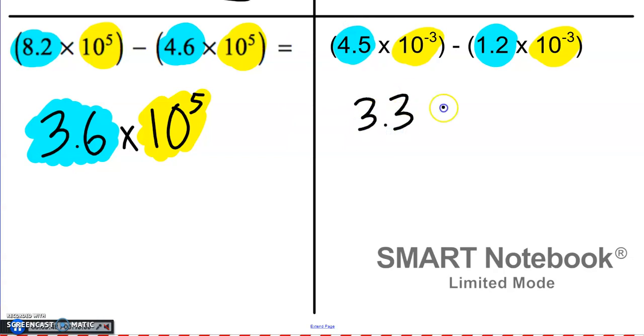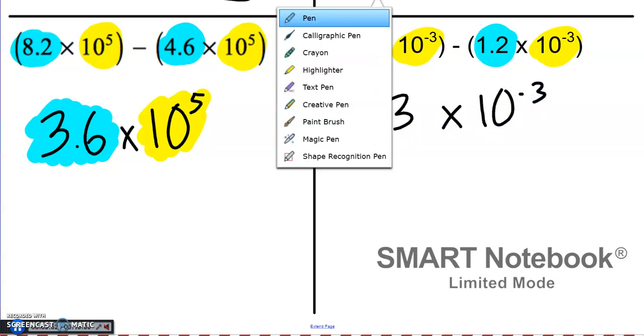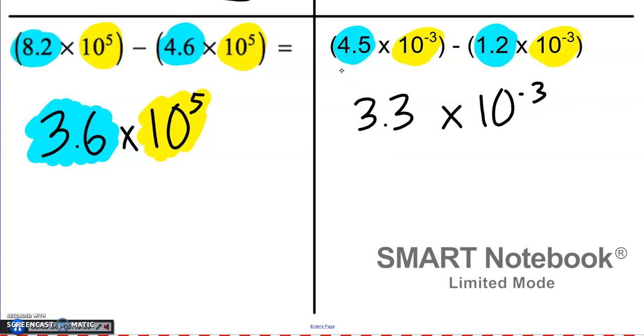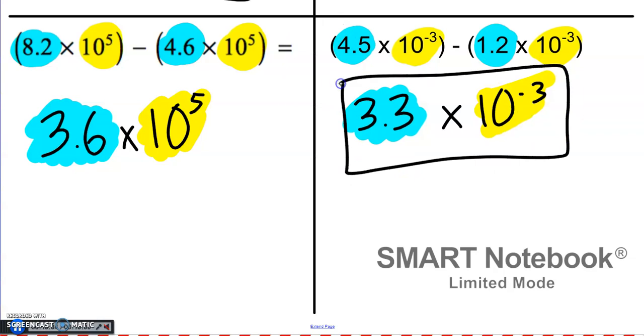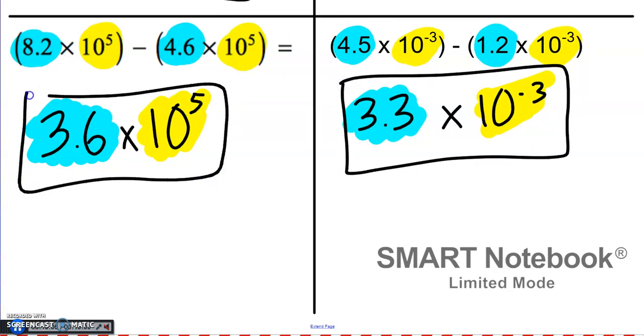We get 3.3. And we carry along the scientific notation. So we got 3.3 from 4.5 minus 1.2. And now we carry over that 10 to the negative third power. Oh, I never boxed in my answers. There we go. All right, nice job.